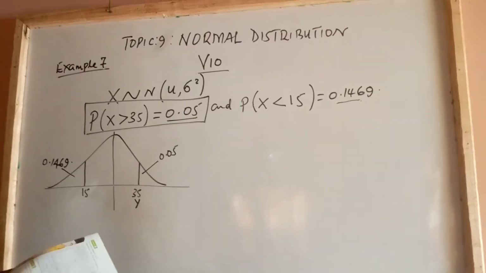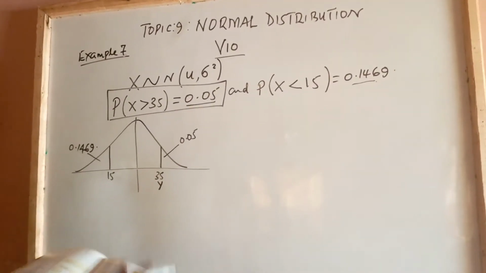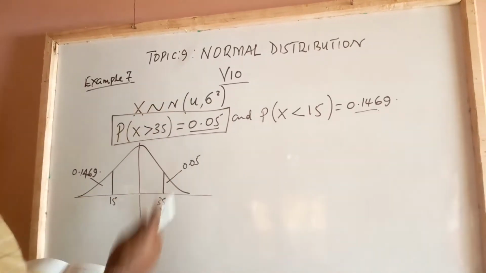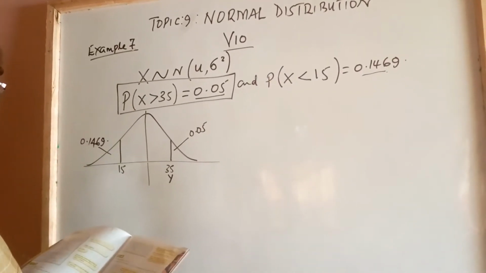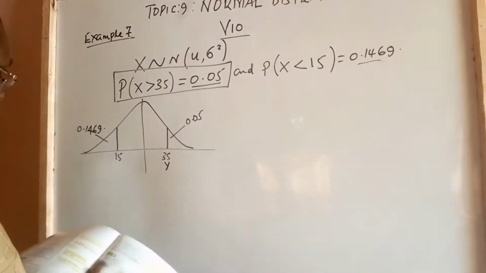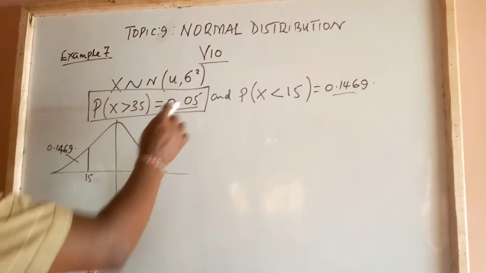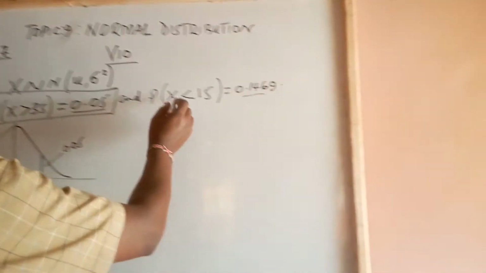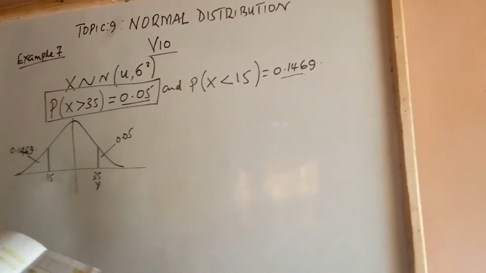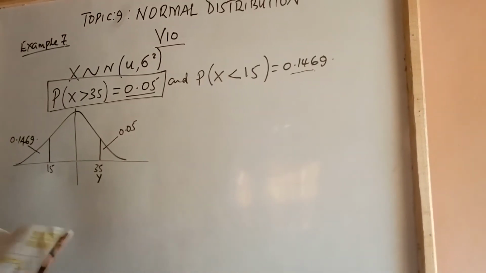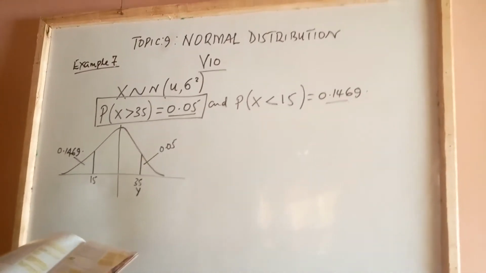Example 7, on page 187. We are told that the random variable x is distributed normally with mean mu and variance sigma squared, both of which are not known. Given that the probability of x greater than 35 is 0.05, and the probability of x less than 15 is 0.1469, find the value of the mean mu and the standard deviation.